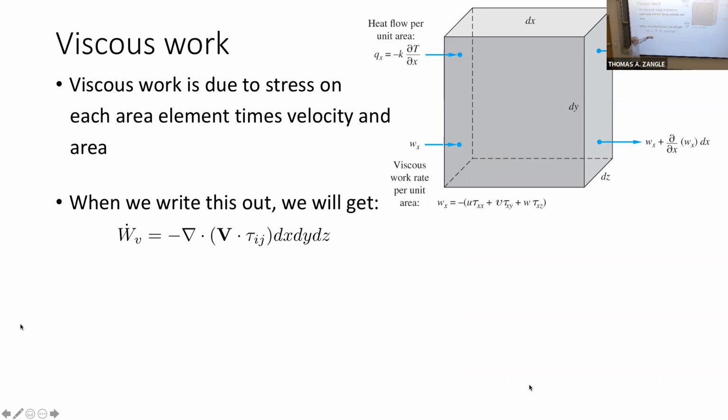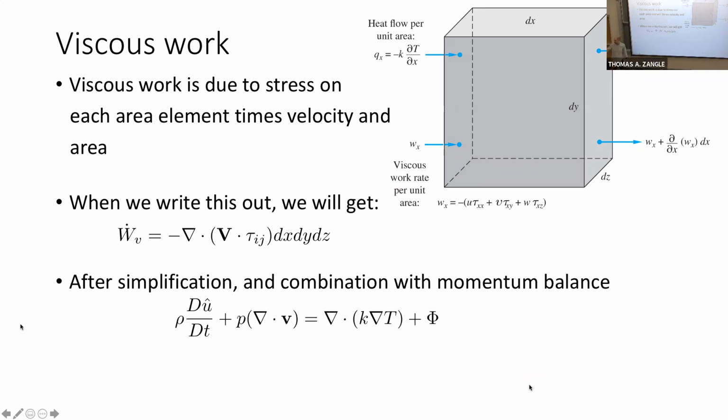You get the viscous work: minus del dot v dot tau_ij dx dy dt. Again, we have this viscous stress tensor here. And this viscous stress tensor is going to depend on viscosity, for example, for a Newtonian fluid, which we brought out last class. But we typically don't use this form. We can simplify and combine with the momentum balance to obtain this form of the energy balance.